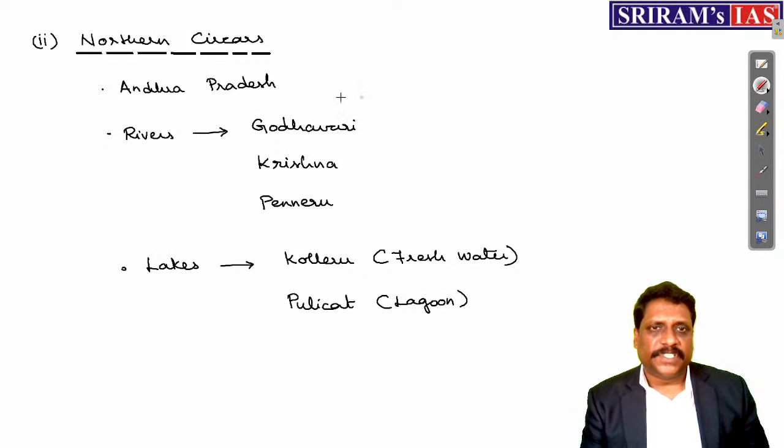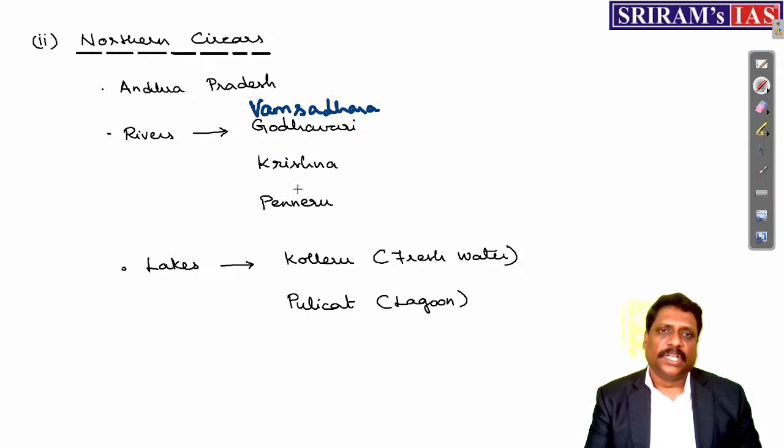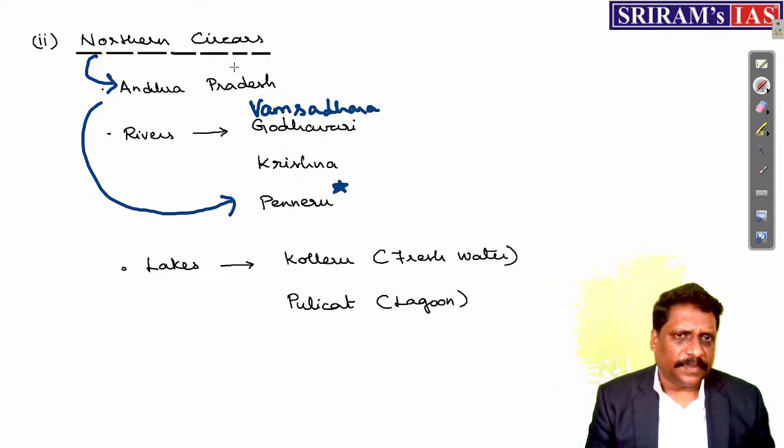Some of the rivers which facilitate the formation of the Northern Sirkars, I can take it as what? Right, rivers like Vamsadhara, Godavari, Krishna, Pennaru. See, Pennaru, I can take it as part of Coromandel Plains as well as part of Northern Sirkars. But only thing is that since Northern Sirkars is overlapping with Andhra Pradesh, Pennaru I am taking it with what? Northern Sirkar Plains itself. Right?